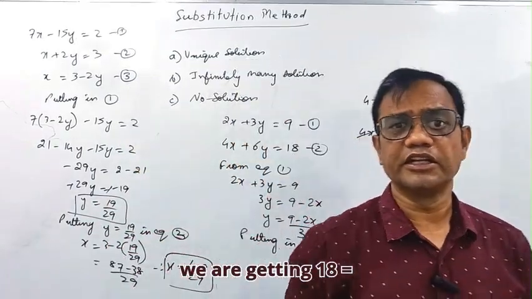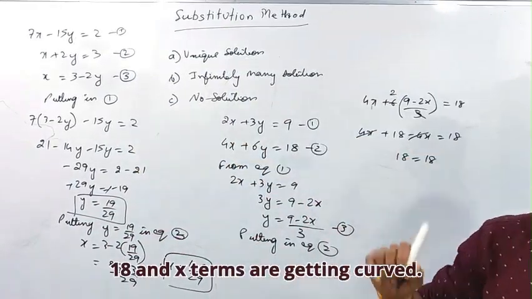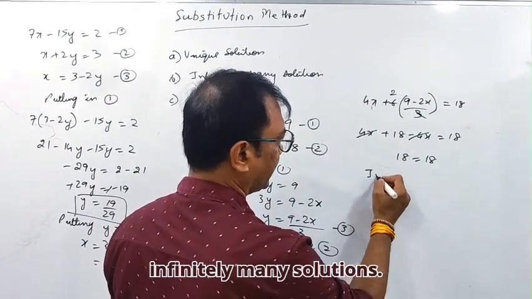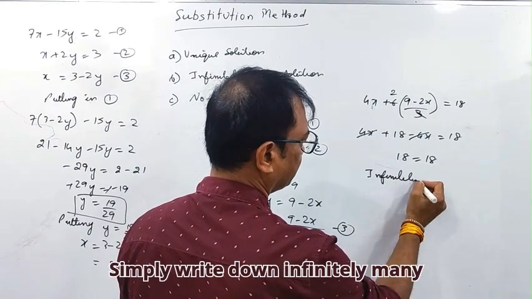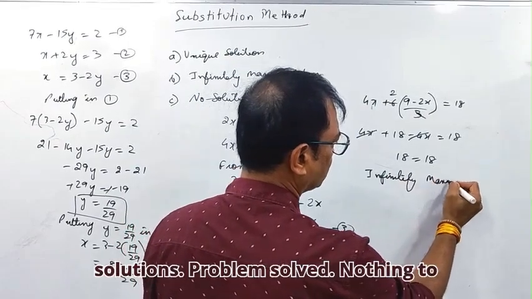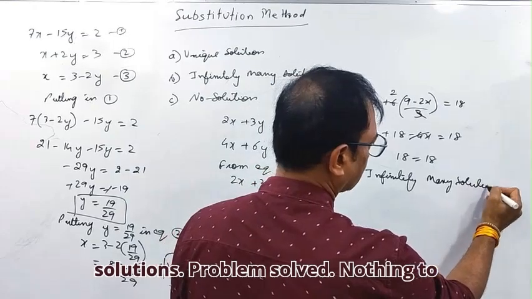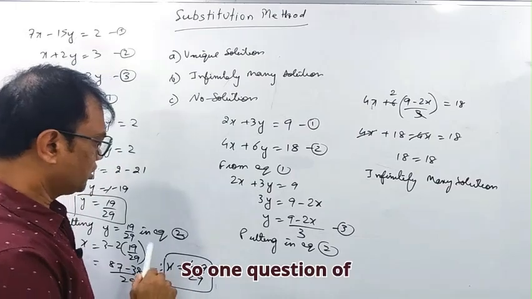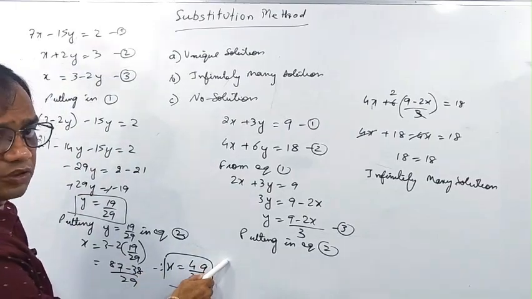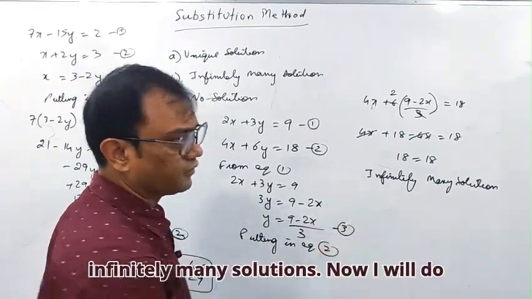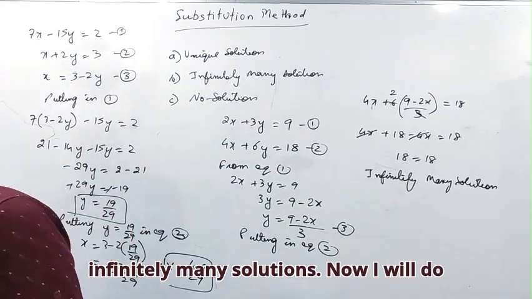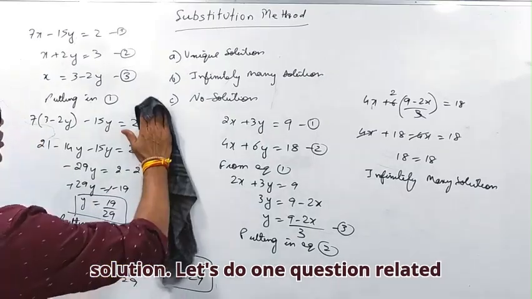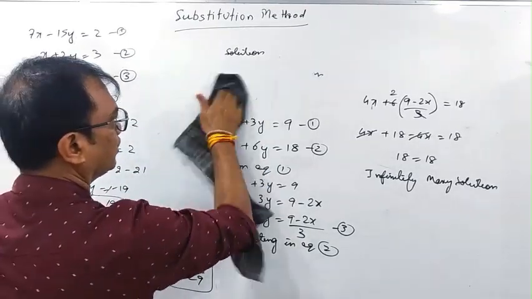Since we are getting 18 equal to 18 and the x terms are getting cancelled, this means it has infinitely many solutions. Simply write down infinitely many solutions. Problem solved. Nothing to do further. Done. So one question of unique solution, one question of infinitely many solutions. Now I will do one question related to no solution. Let's do one question related to no solution.